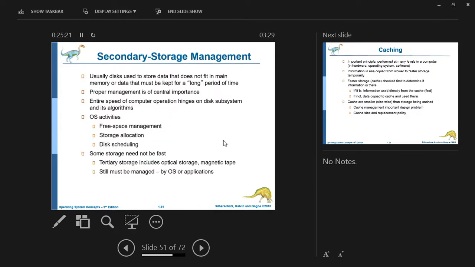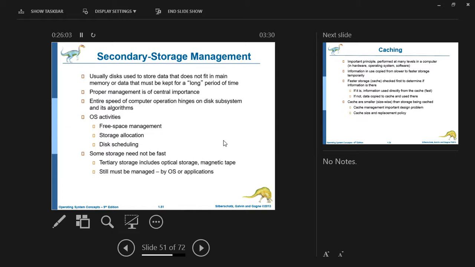Coming to secondary storage management, which is permanent storage on non-volatile devices, as we call it from the storage point of view. Usually, this is used to store data that does not fit in the main memory or data that must be kept for a long period of time. Proper management is of central importance here. The entire speed of computer operation hinges on this subsystem and its algorithms. OS activities as part of this management include free space management, storage allocation, and disk scheduling algorithms. Some storage need not be fast.